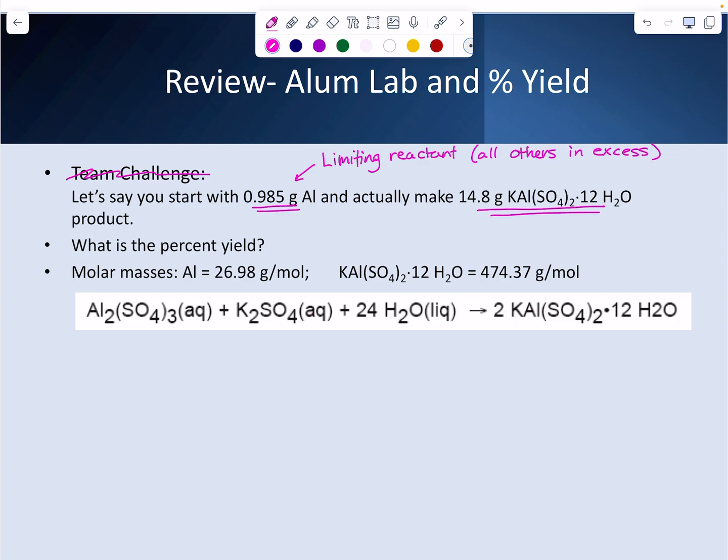So at this point, we're going to skip the step where we have to figure out which is the limiting reactant, right? So we're starting with aluminum, and we're going to make potassium aluminum sulfate dodecahydrate. We have our molar masses, okay? And we have our stoichiometry from this equation, okay?